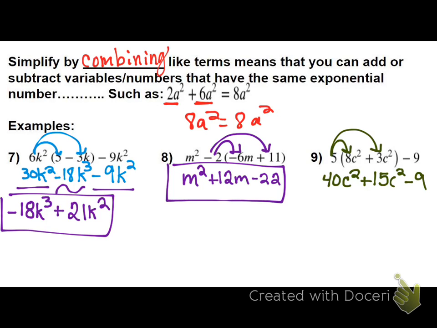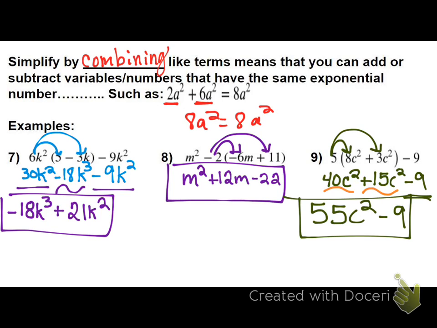Okay, I distributed. Can I combine like terms? Yes. What are my like terms up here? 40c squared plus 15c squared. Okay, when you combine those two terms, what does that equal? 55c squared. And then do I have anything to combine my minus 9 with? No. So what do I do with it? Just bring it down, and this algebraic expression is now in simplest form.